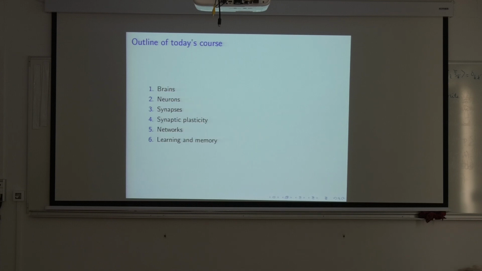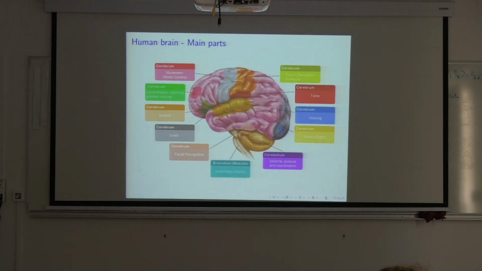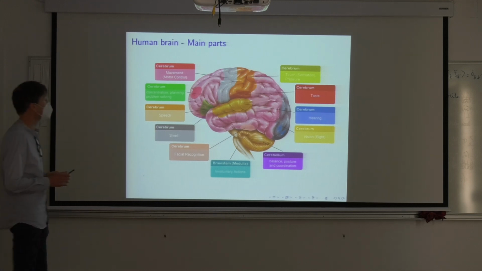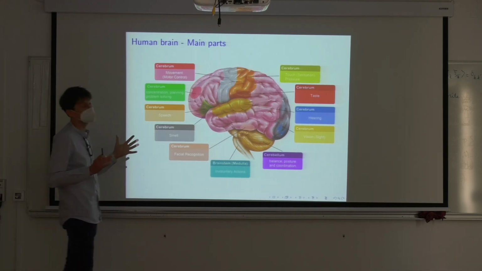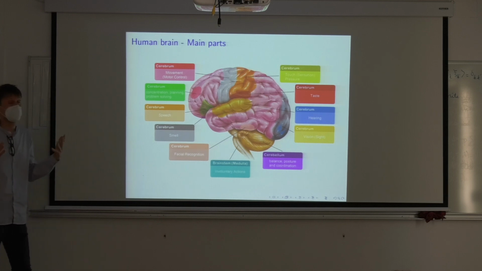All right, and so for today, I will go through basically this list. This will be a very high-level overview. I won't go into any detail of all these things for a long time. So let's start out with a human brain, and first let's see what brains are made of.